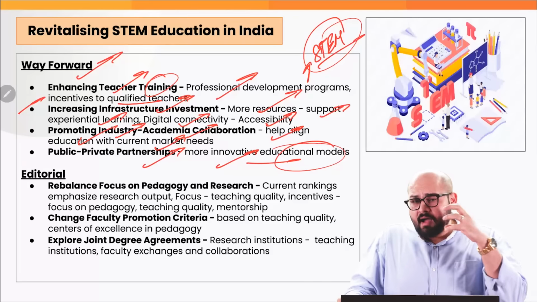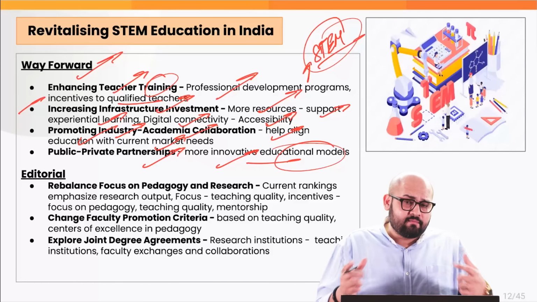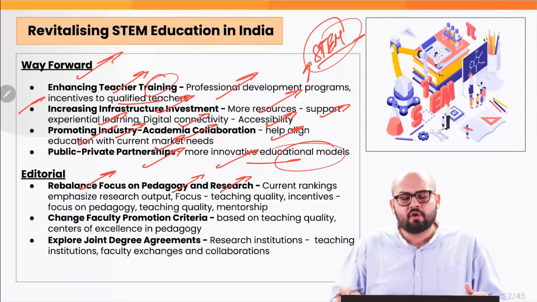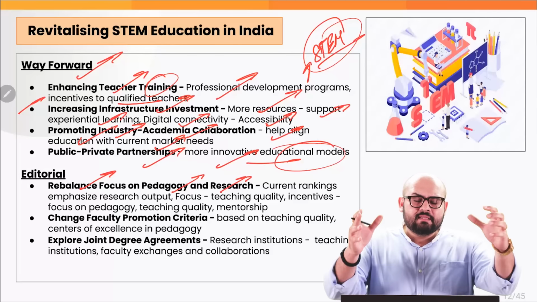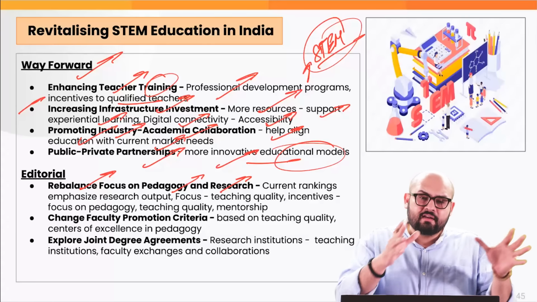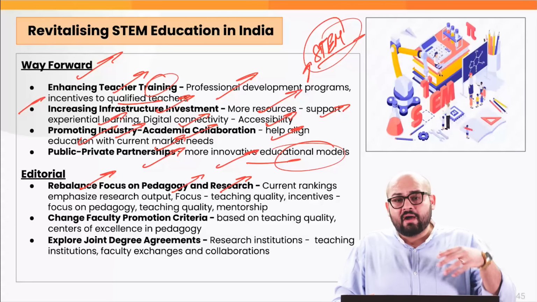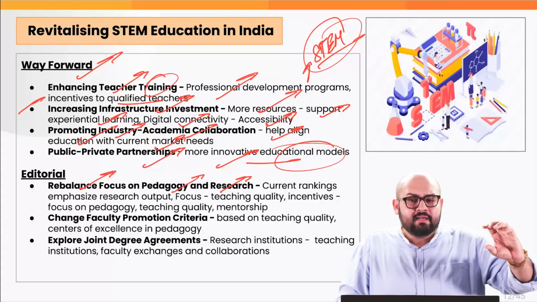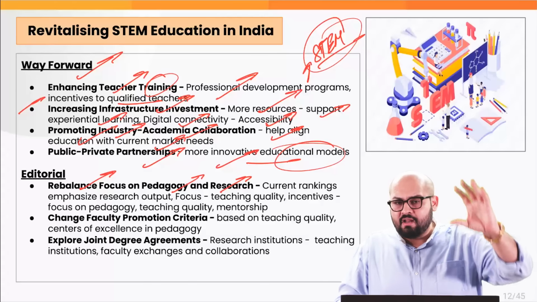Next, what the article talks about is a way forward. It says that there needs to be a rebalance, a focus on pedagogy and research. Again, as we talked about, the teachers need to focus more on the teaching aspects, not just the research. Because why they're focusing on the research is because that is a criterion, a parameter to decide their promotional aspects, right?